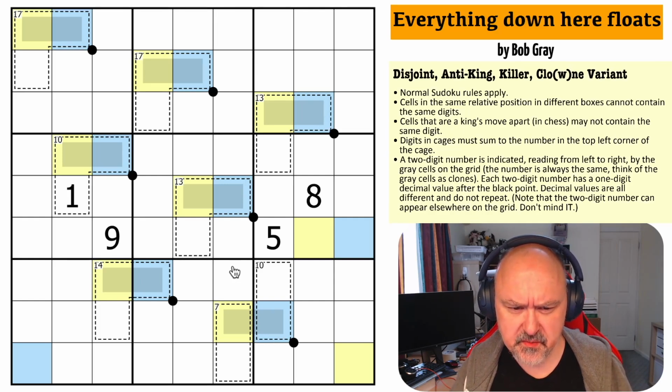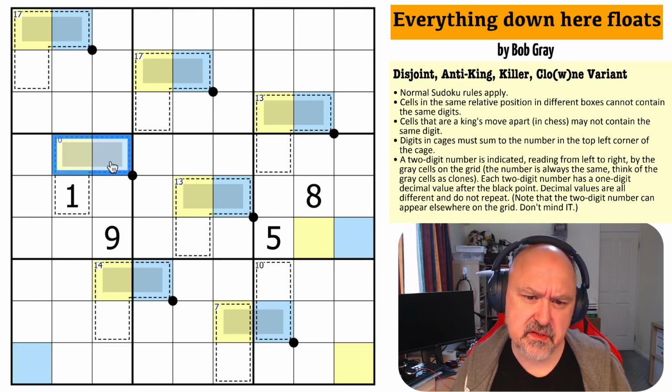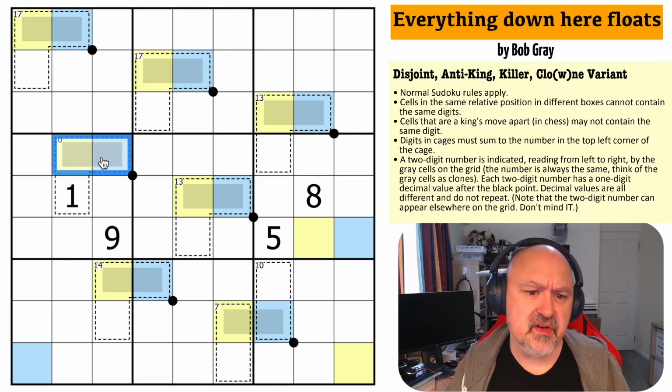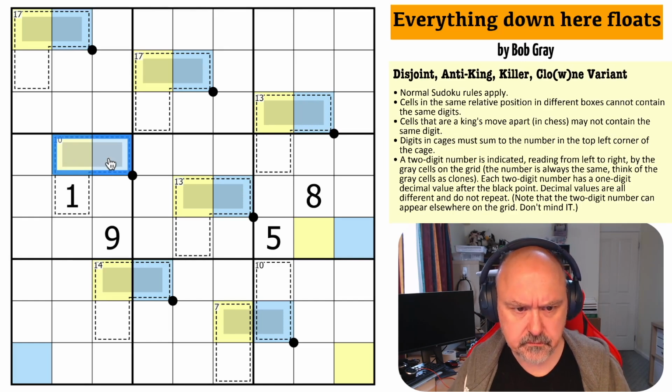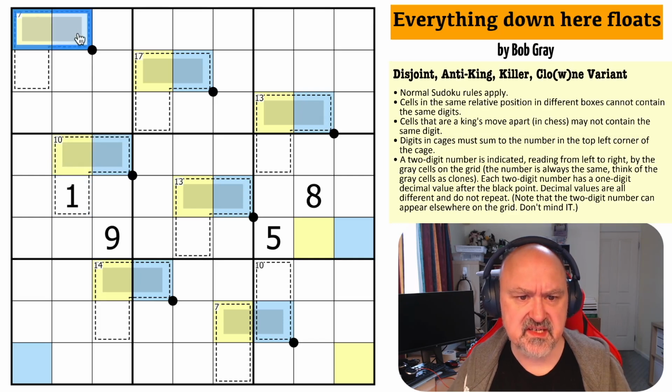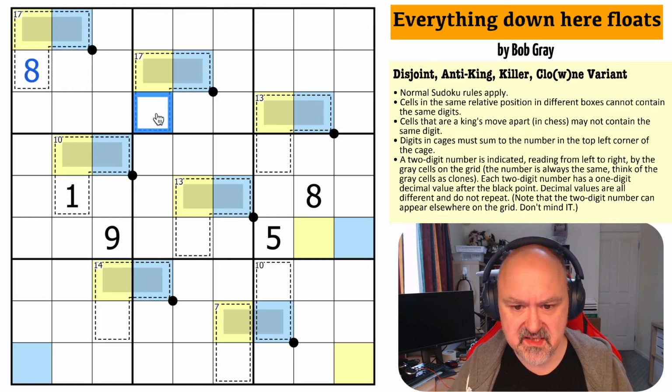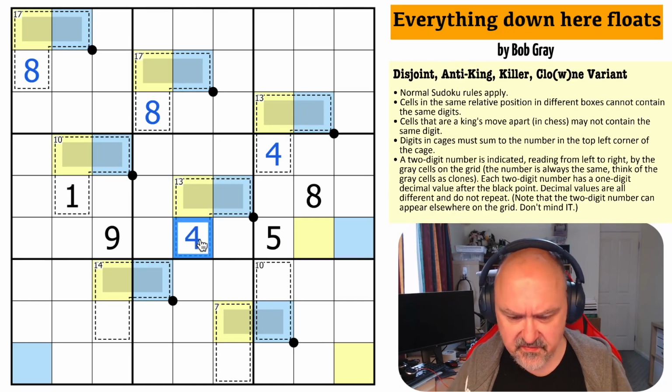I could possibly do some elimination because yellow sees, well, it can't be 1, 9, 5, or 8. And that matters here because, oh, I'm going to get a whole bunch of digits because yellow and blue, the two clone cells, sum to 9. Because this is a 10 cage, so these sum to 9. So this is a 17 cage, but these sum to 9. So 17 minus 9, this is 8. This is 8. 13 minus 9, this is a 4. 13 minus 9, this is a 4. 14 minus 9, this is a 5.